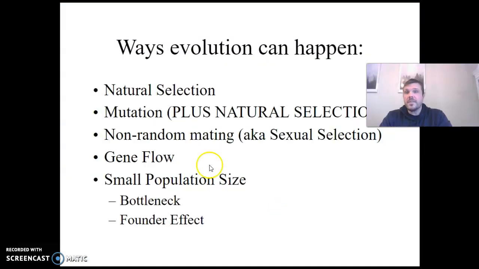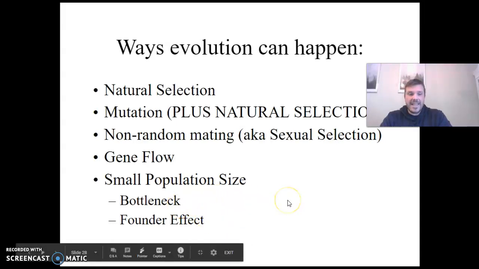So basically, we've got natural selection, mutation plus natural selection. Both of those are going to cause evolution. Non-random mating can cause changes because of sexual selection. It could also cause changes because of artificial selection, like humans breeding dogs and things like that for certain traits. Gene flow is when we have genes entering or leaving an environment in some way. And then small population size can also lead to big changes in a short time in a population. If we take a lot of alleles away, we can change the gene frequency quickly within a population. And these are just two examples of that.